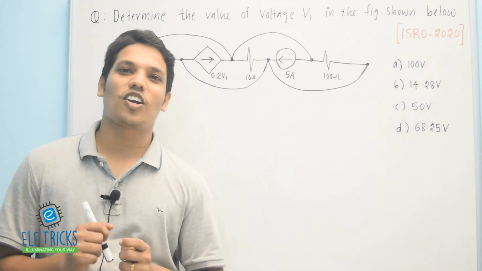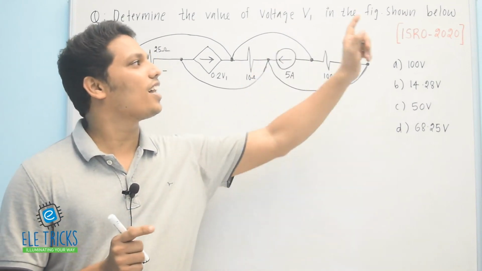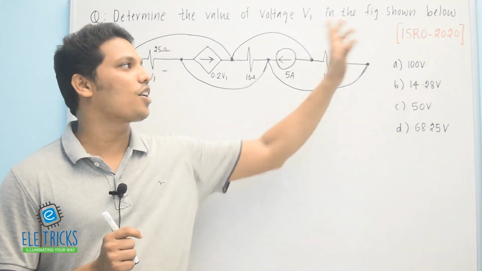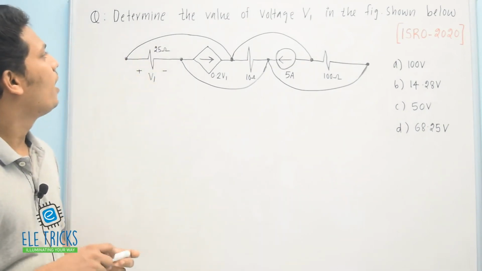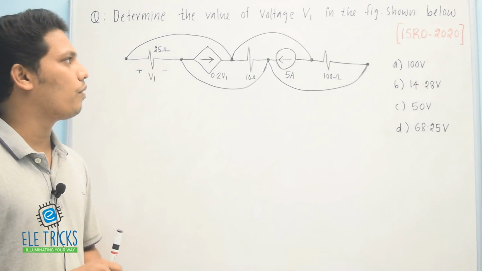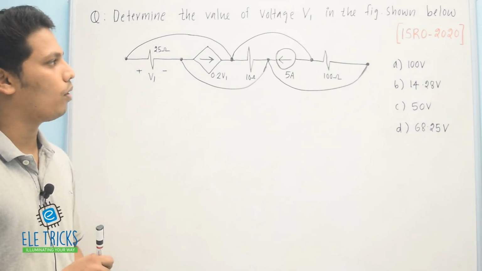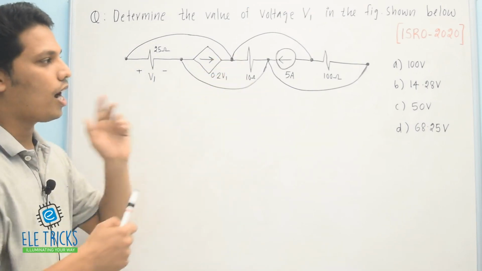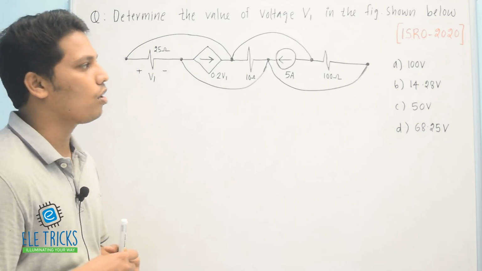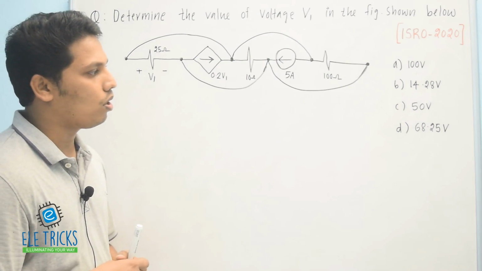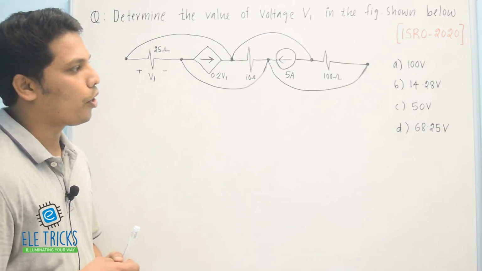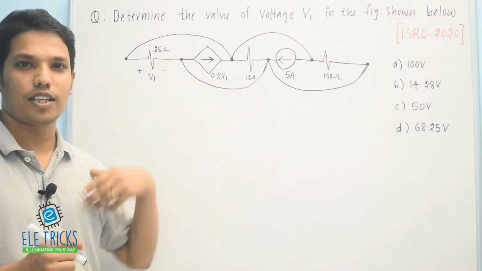Today we are going to solve an interesting problem which was asked in the ISRO 2020 questions. Let's see the question. Determine the voltage V1 in the figure shown below. A circuit is given and the four options: A 100 volt, B 14.28 volt, C 50 volt, D 68.25 volt, and a circuit is given.